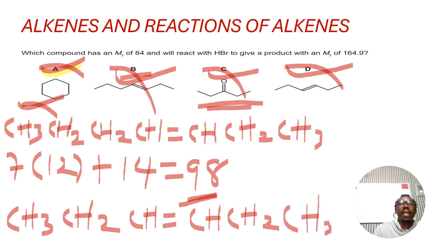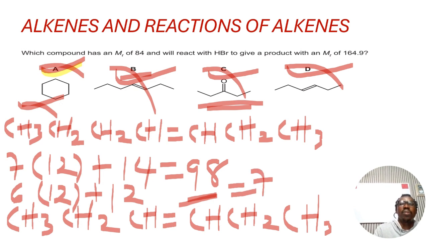CH3. So let me calculate the number of carbon: 1, 2, 3, 4, 5, 6. 6 carbon atoms, which is 6 times 12. Plus hydrogen. Let me calculate the hydrogen: 3 plus 2 is 5, 6, 7, 7 plus 2 is 9, 9 plus 3 is 12. So 6 times 12 is 72. 72 plus 12 is equal to 84.